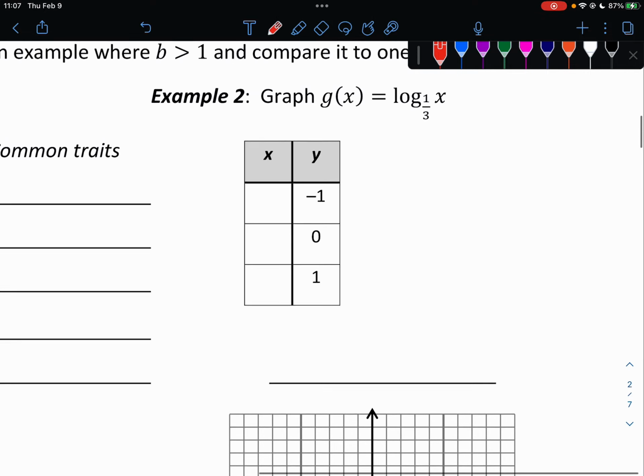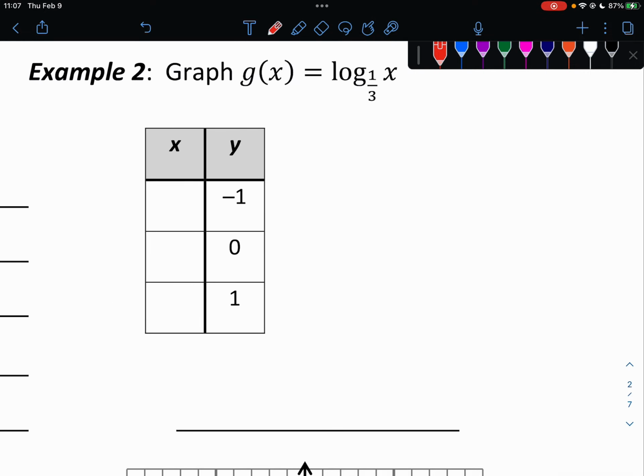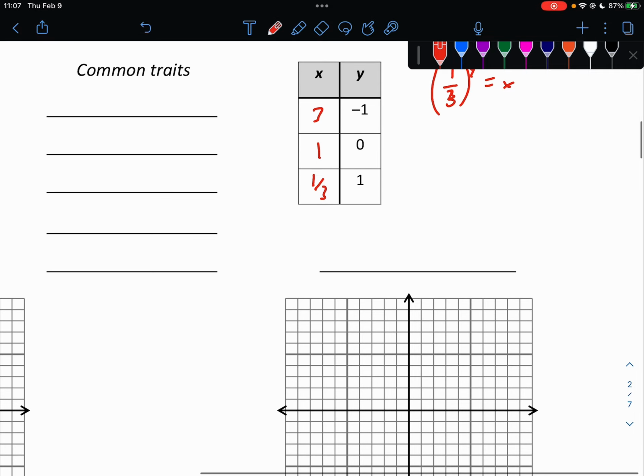However, over here, if we were to rewrite this, it would be 1/3 to the y equals x. So 1/3 to the negative 1 would be 3. 1/3 to the 0 would be 1. 1/3 to the 1 would be 1/3. If I was to plot those points, I would get this graph. And we call that logarithmic decay. And that's when b is between 0 and 1.